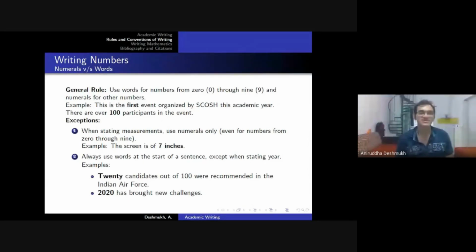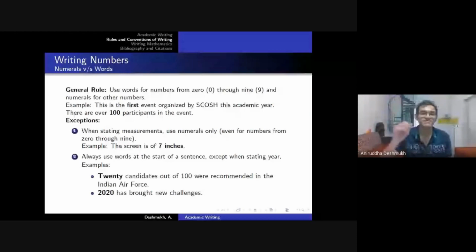And the second exception is that if we have to state a number at the start of a sentence, then we always use words and not numerals, except when we have to state a year. So if I have to say that out of 100 people who attended an SSB interview at, suppose, AFSB Gandhinagar, only 20 were selected, I write the word TWENTY in the beginning of the sentence, and then 100 is written as a numeral in the middle of the sentence. And if I need to say that the year 2020 has got new challenges, I simply write 2020, which everybody understands.